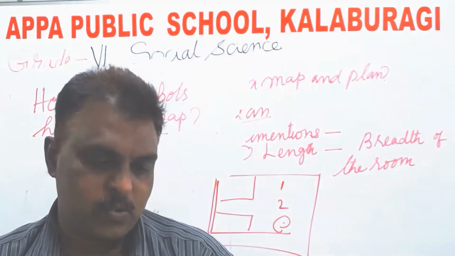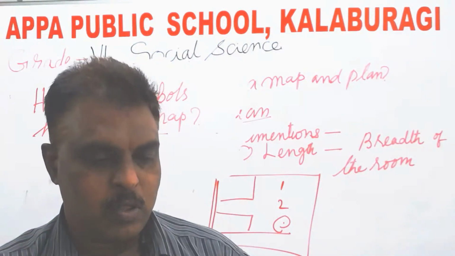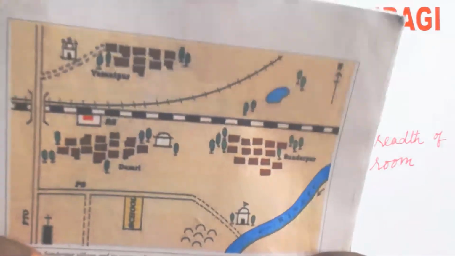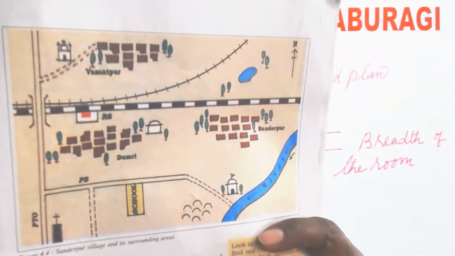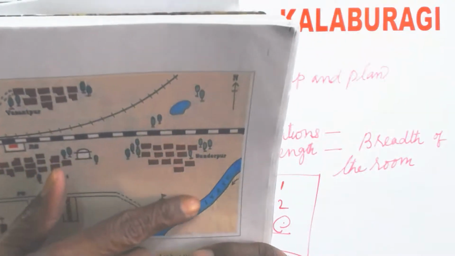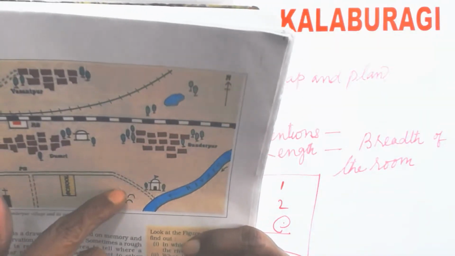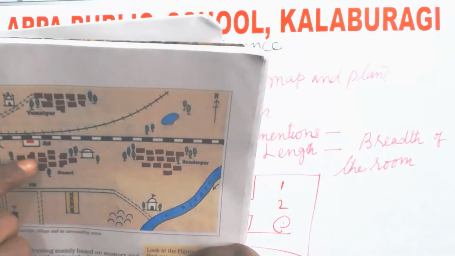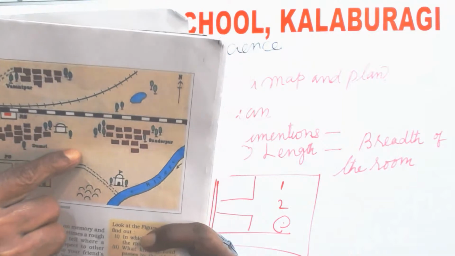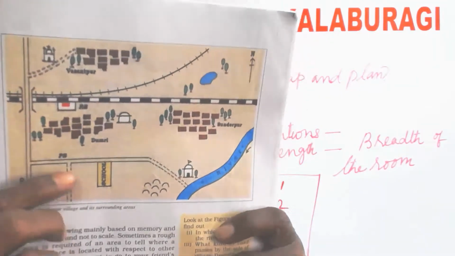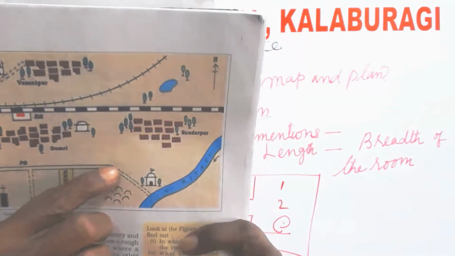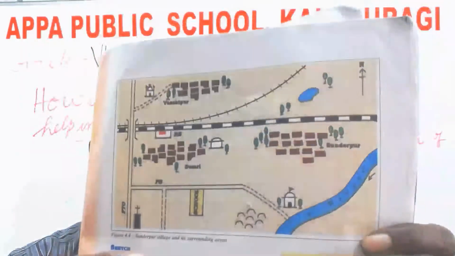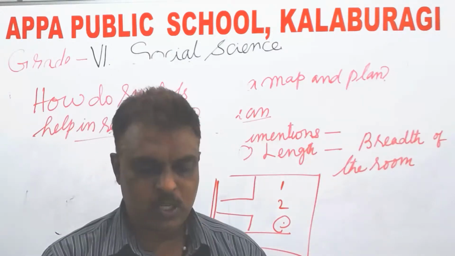And one more symbol I just showed. This is the area, these are the symbols, and this is the village where we learn, say, to go to the railway station we have to come here, or rivers, to cross the rivers we have to come here, and there are 3 villages nearby, and beside that one well is there, and one water tank is there. So all this information.